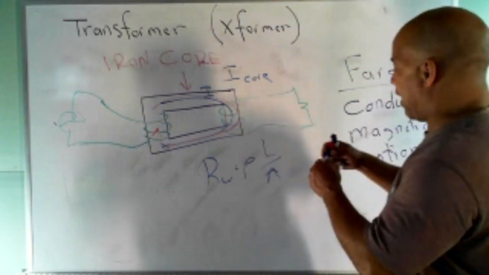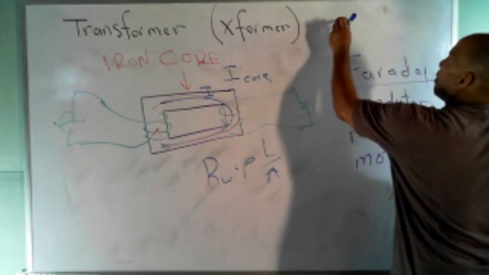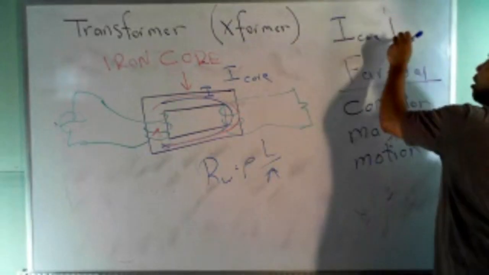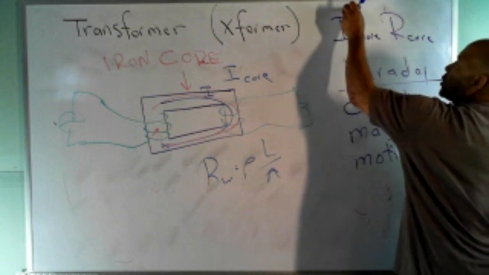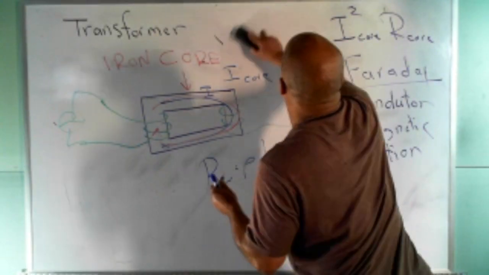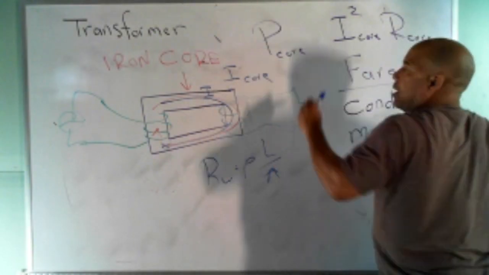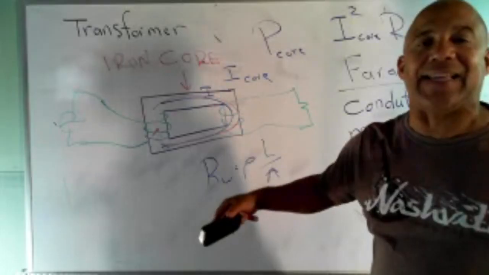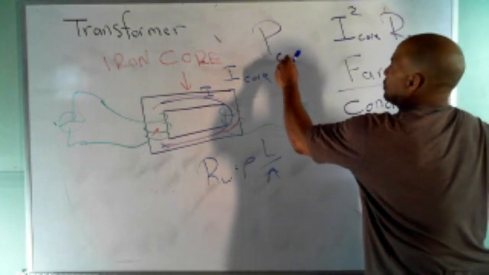So if I have a core current, I core, flowing through the resistance of the core, R core, then what I get, I squared R, is the power in the core. The problem is we don't want the power in the core. We want the power over here to the load. So any power that's created that's not going where I wanted it to go, we call that a loss.